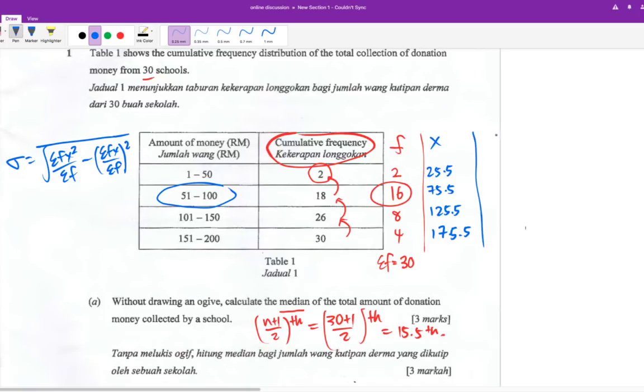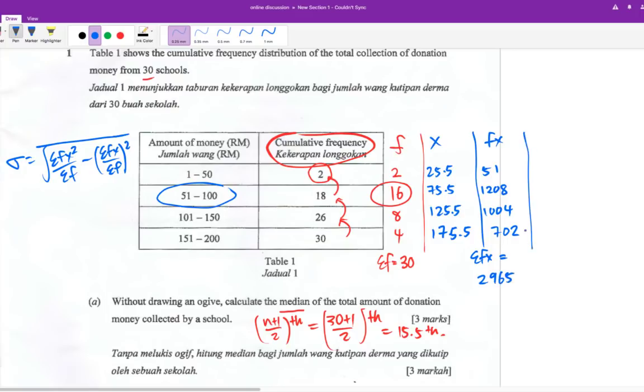Then I will do the fx. Basically, it's f multiplied by x, and I will use the calculator to find it. This one I will get 51, this one I will get 1208, this one I will get 1004. Just use x multiplied with f, right? And then this one I will get 702. Then I will always find my sum of fx because this is important for me. So it will be 2965.